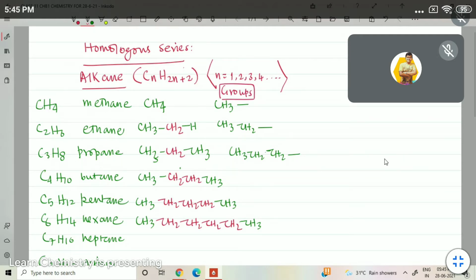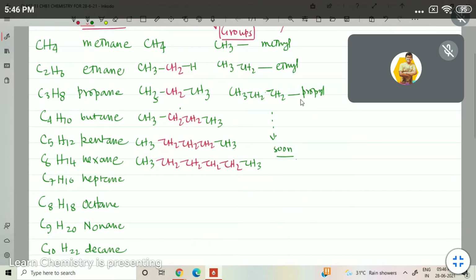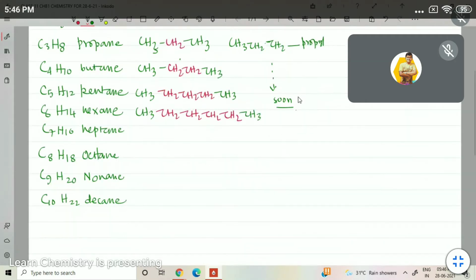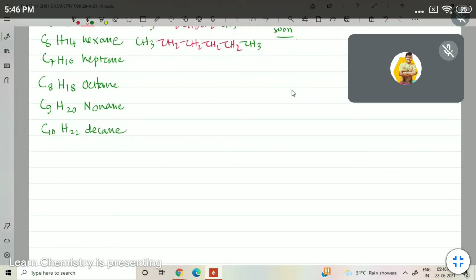From methane, we are getting methyl. From ethane, we are getting ethyl. From propane, we are getting propyl, and so on. Butyl, pentyl, hexyl, heptyl, like this. Understood, everyone? A few more alkyl groups you basically need to remember. As an example, this is called butyl group.